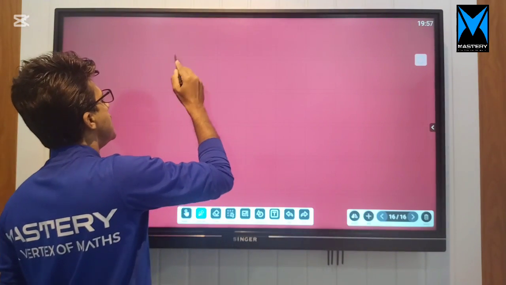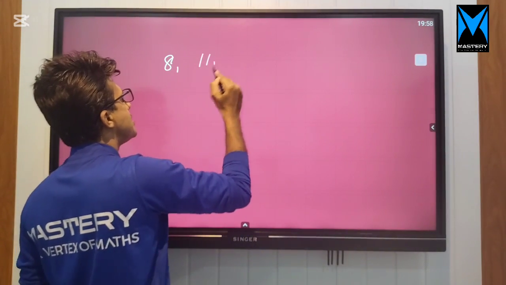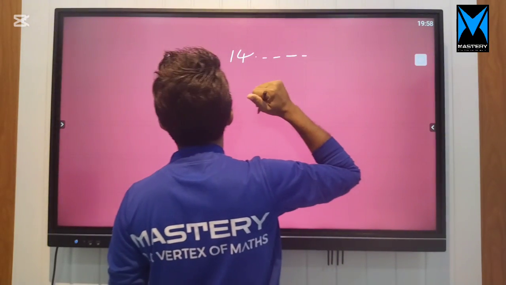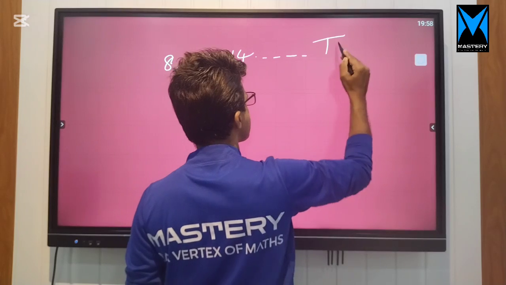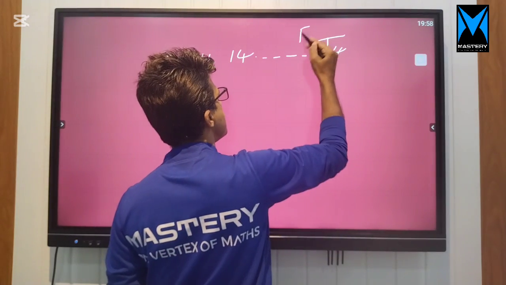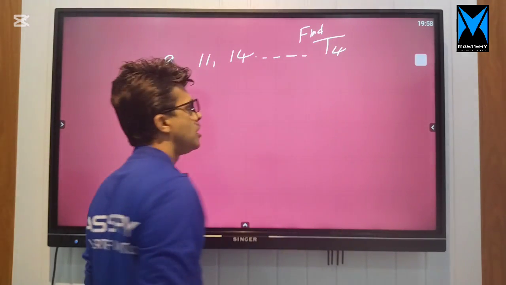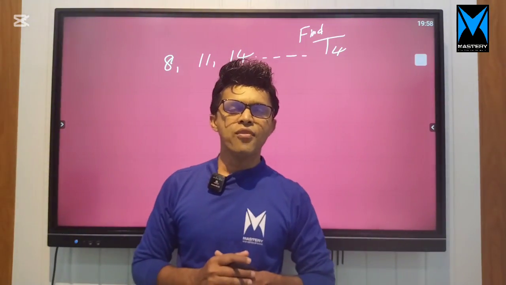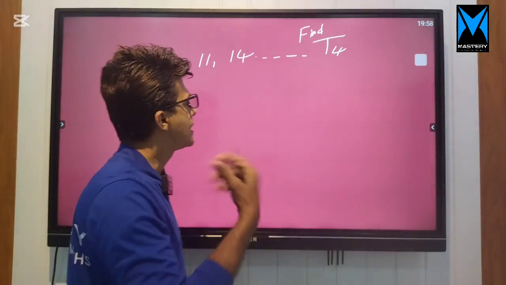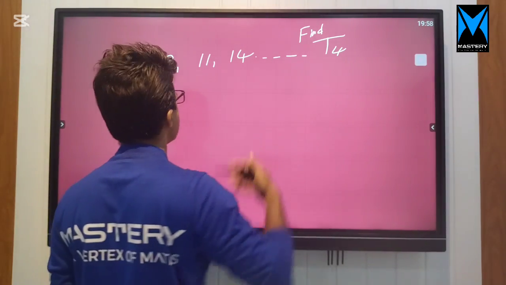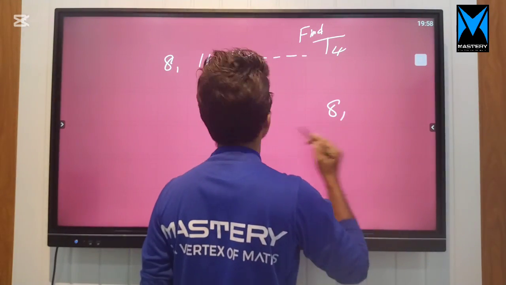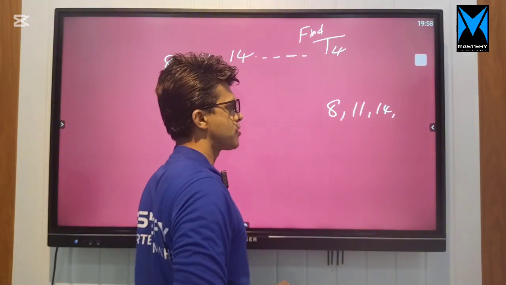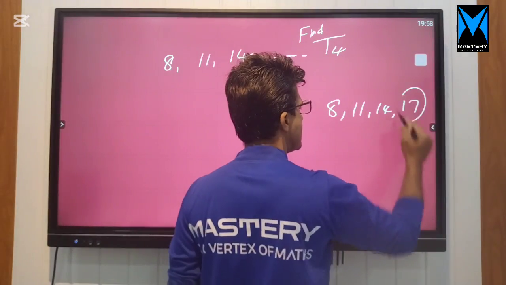Take this one: 8, 11, 14 and so on. You have to find T4. T4 means the fourth term. How can you find the fourth term? We can get it here: 8, 11, 14, the next one is 8 plus 3 is 11, 11 plus 3 is 14, 14 plus 3 is 17. This is the fourth term.